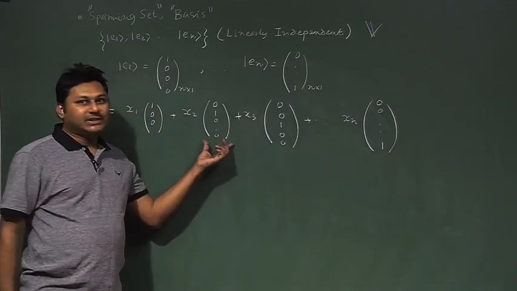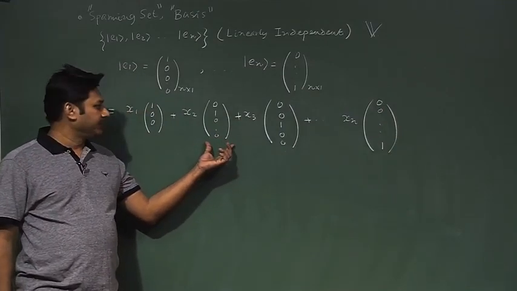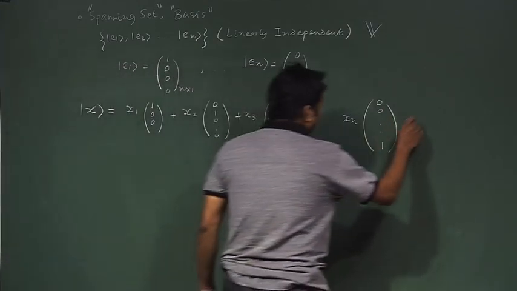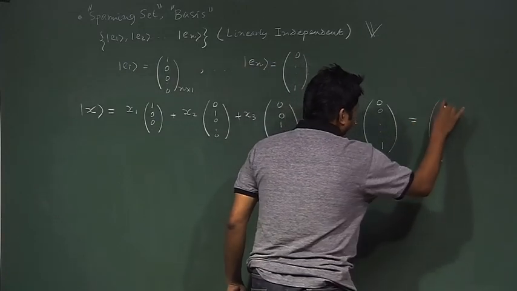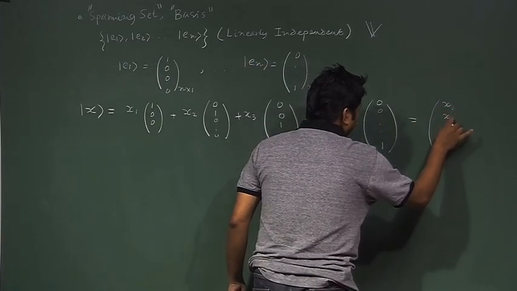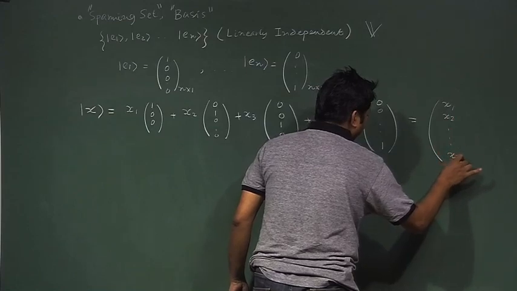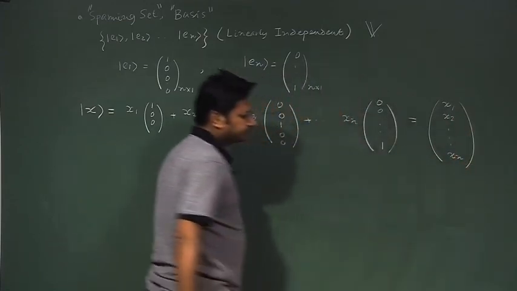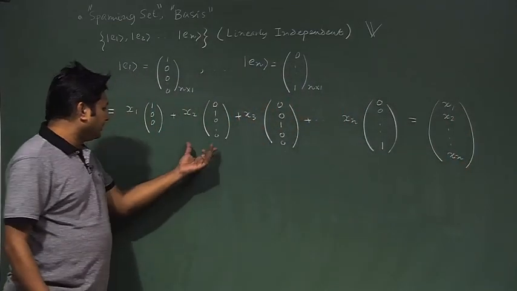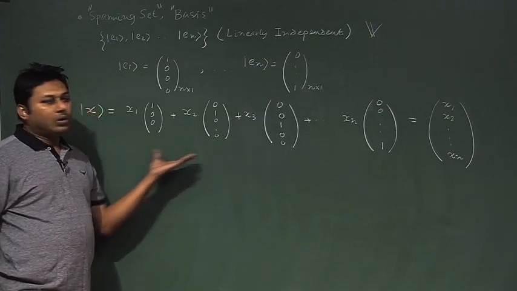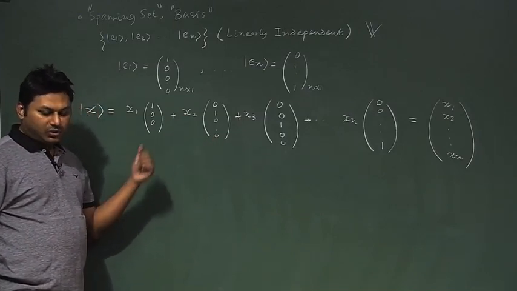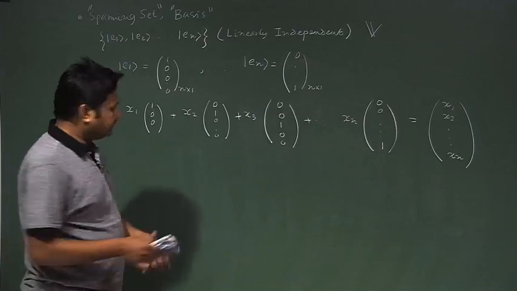This is the most natural way to express a vector. On the right hand side, the vector will come out to be simply x1, x2, xn in component form. These basis vectors are called the natural basis. Last year we also discussed these things.